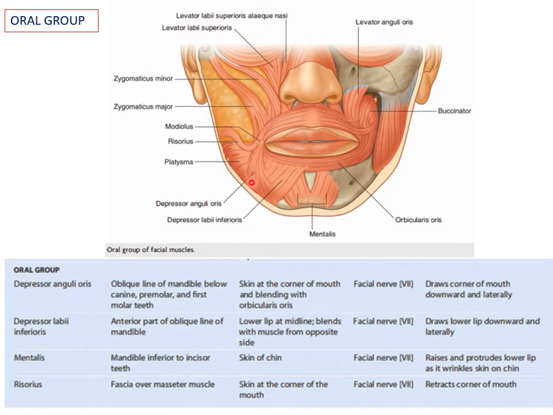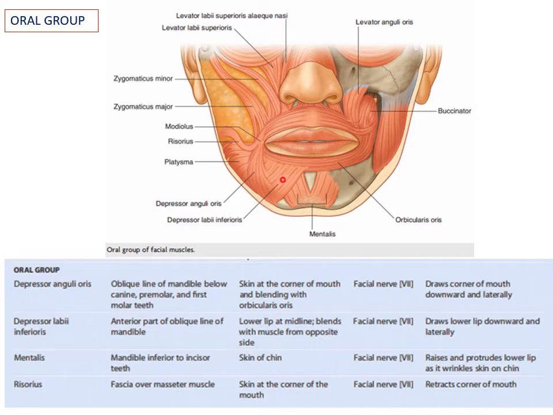The depressor anguli oris is supplied by the facial nerve, and its function is that it draws the corner of the mouth downward and laterally. This is the corner of the mouth, and it draws the corner of the mouth downward and laterally.